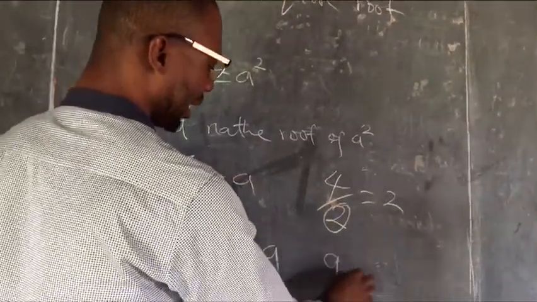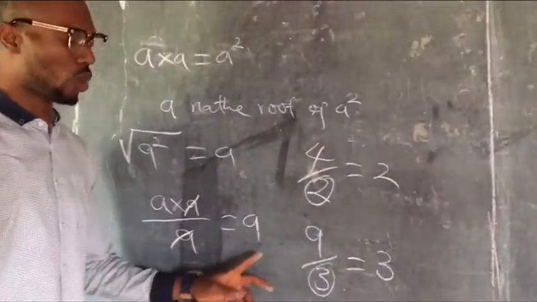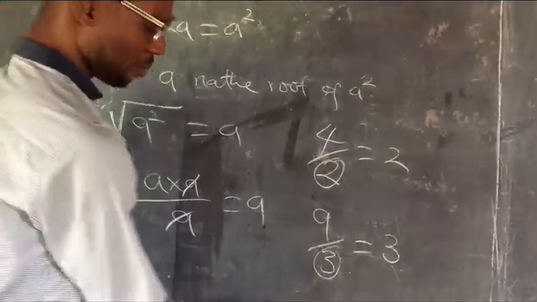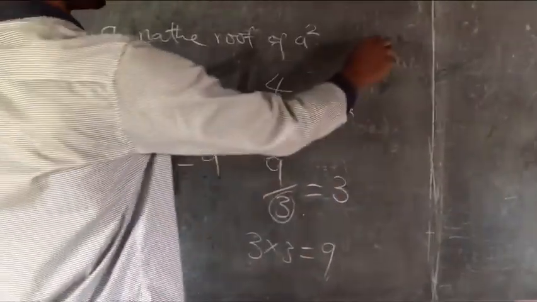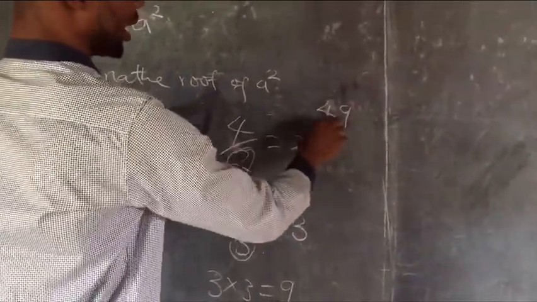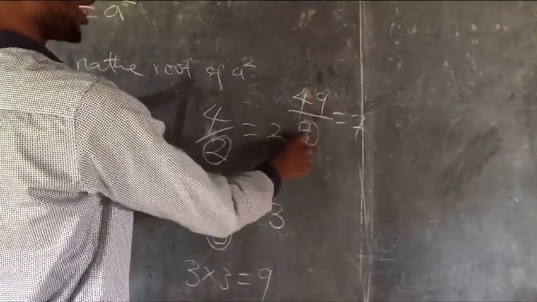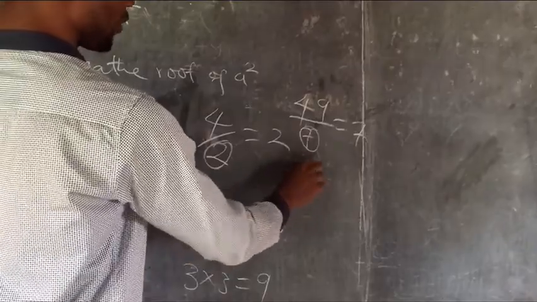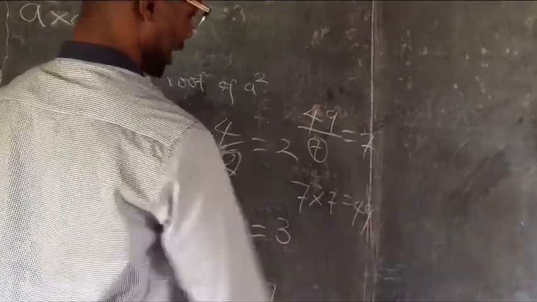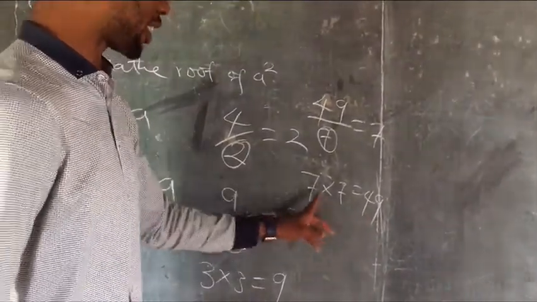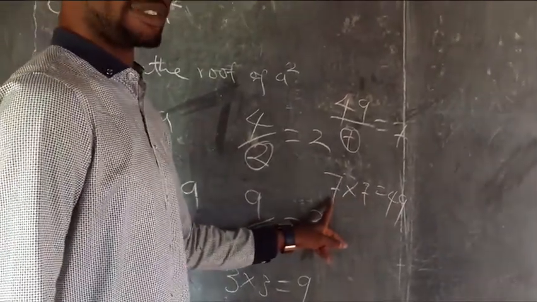If I take 9 and divide it by 3, I still get 3. So 3 is the square root of 9. Why? Because if I do 3 times 3, I will get 9. Now, if I take 49 and divide it by 7, I will get 7. So 7 is the square root of 49. Why? Because if I do 7 squared, that's 7 times 7, I will get 49. So 49 is the square of 7, and the square root of 49 is 7.